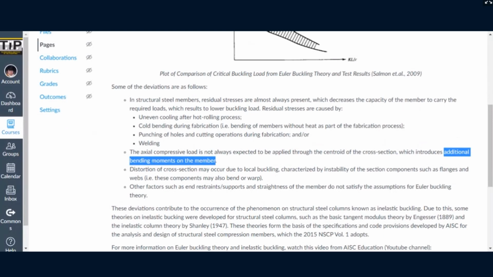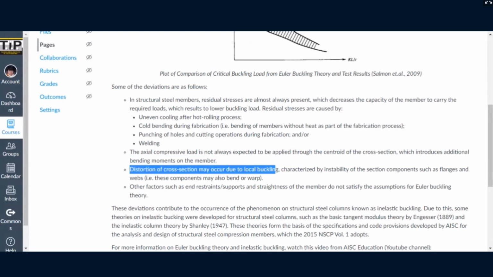Third is distortion of the cross-section due to local buckling. So we will discuss more about local buckling, although you are already familiar with this. So instability of the component, the web. We will discuss about this later. And other factors such as the end restraints or supports. So yung supports, they are not always perfect. Hindi porket inassume mo siya na fix, palagi siyang fix.